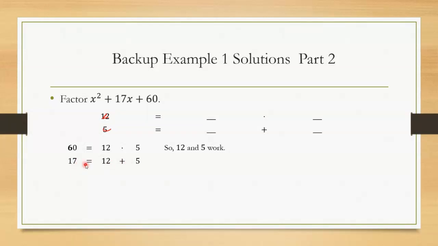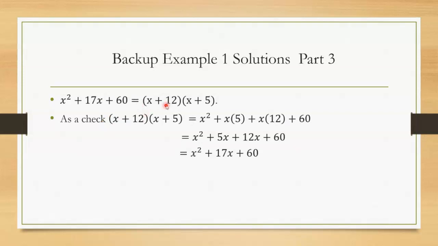Again, it might take a few tries to figure out what the numbers are. I mean, you could have tried also 10 and 6, but that also would not have worked. So 12 and 5 are going to work. So again, we have 12 and 5, so we can factor it. And we check as well, just to see if we're doing this right. Okay. Are there any questions on this?